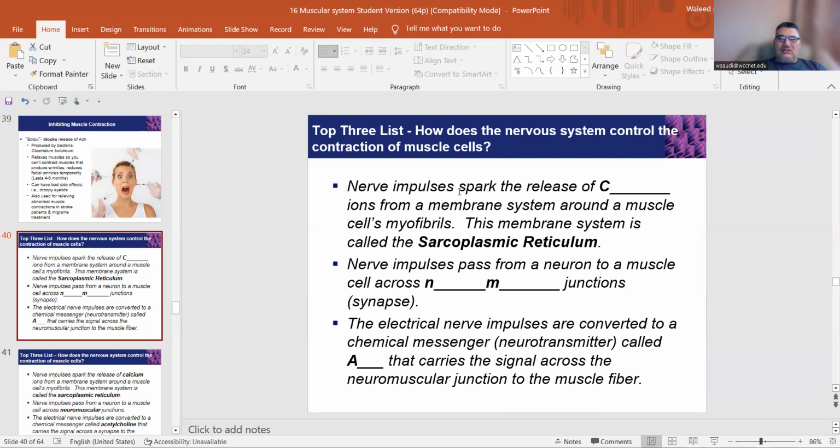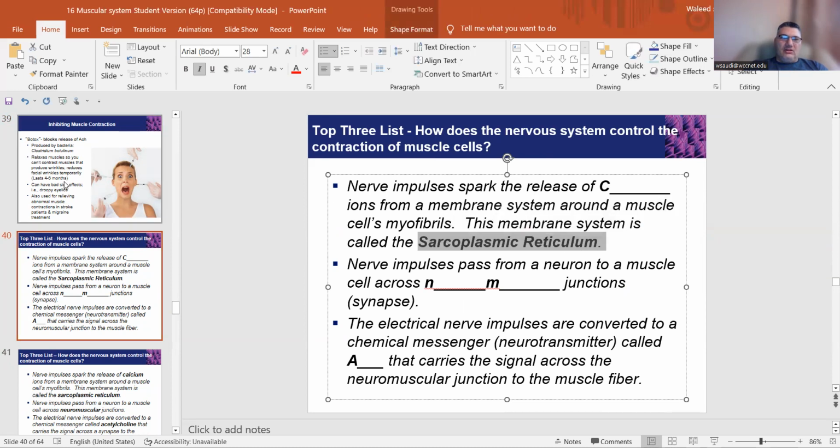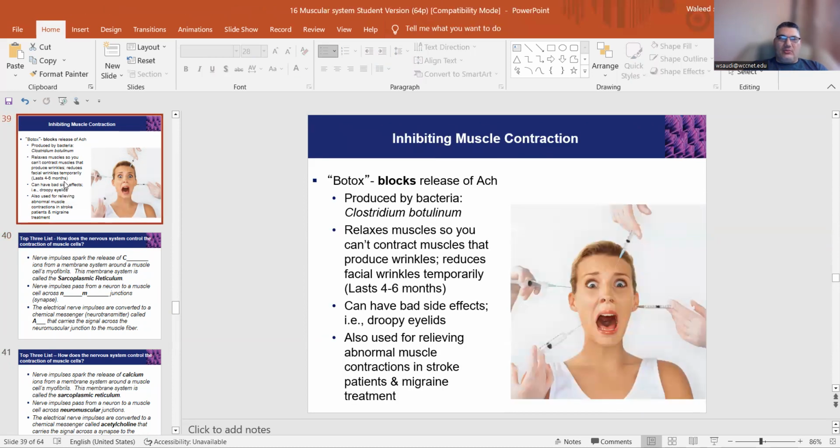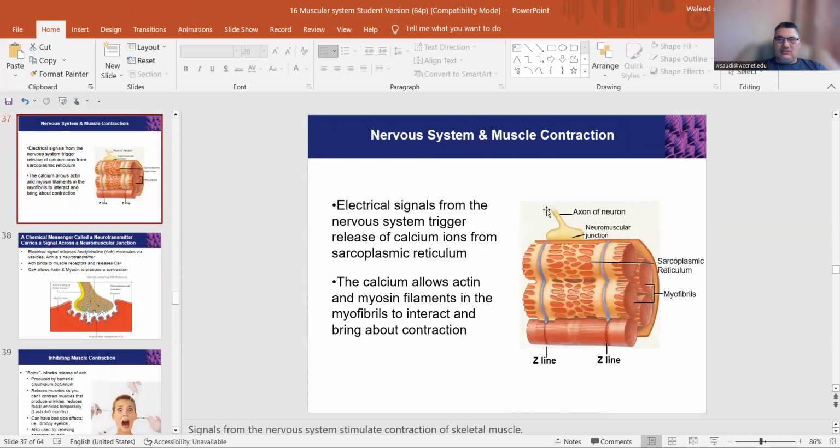So the nerve impulse, when it comes to the muscles, what's going to be released? Calcium. From what? From something called the sarcoplasmic reticulum. Calcium released from the sarcoplasmic reticulum. Let me show you this. This is the end of the neuron, and this is the beginning of the muscle. There is a neuromuscular junction right here between the end of the neuron and the beginning of the muscles. Acetylcholine will move and the signal goes to the muscles. This sarcoplasmic reticulum is going to release calcium, and the rest is what I talked about.